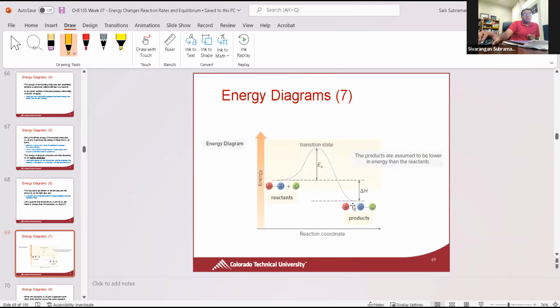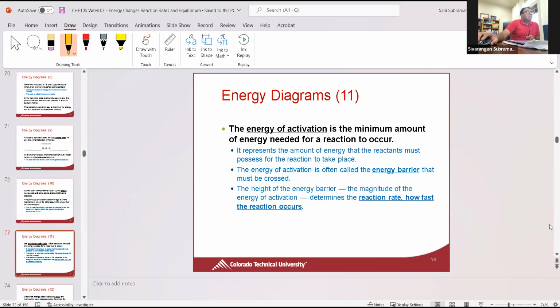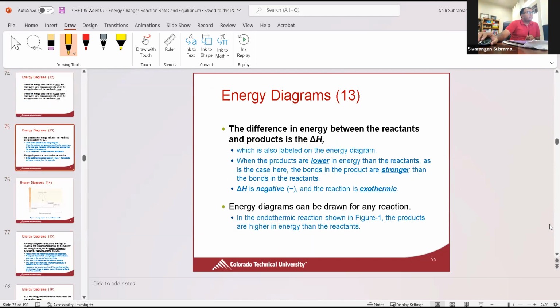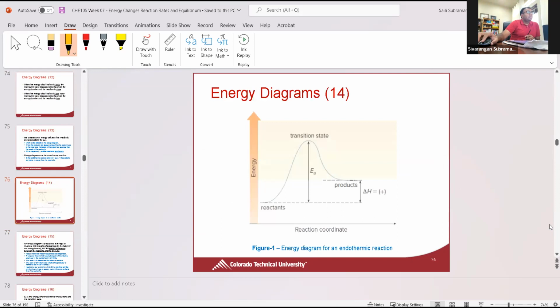So you have reactants on the left-hand side, the products on the right-hand side, and in this case, the products are on a lower energy level. Energy level is increasing this way. If products are lower than reactants, I believe this is exothermic. Just verify it here. And the opposite is this one, which is endothermic, because the delta H is positive; the products are higher compared to the reactants. So this is endothermic.